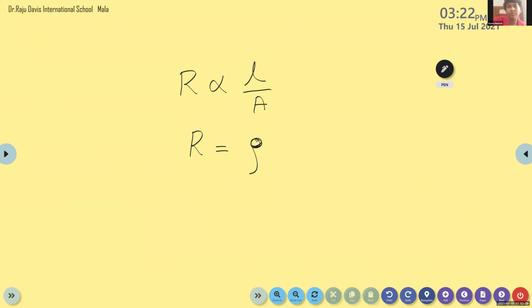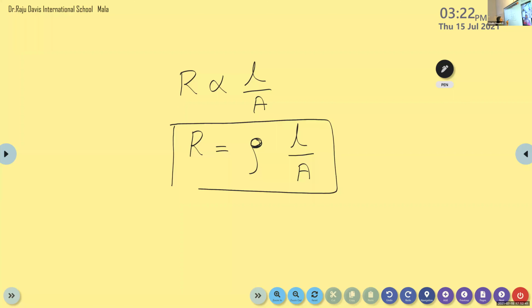Okay. R is equal to rho into L by A. R is equal to rho into L by A. This is pronounced as rho. R-H-O, rho. And this constant of proportionality rho is known as the resistivity of the material.